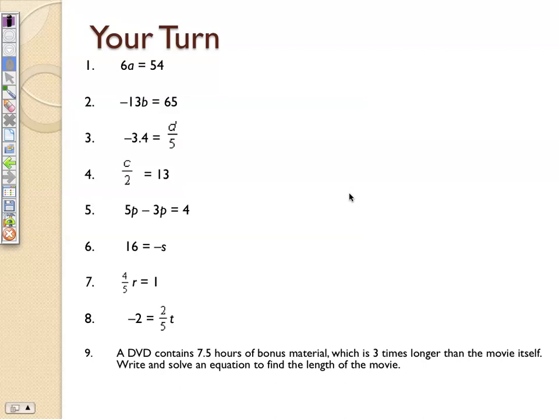All right, y'all, here are your turn questions for this lesson. Please complete all of these questions on a separate sheet of paper. You can complete them on the same sheet that you just completed 1 through 6 on, and your teacher will check these tomorrow.